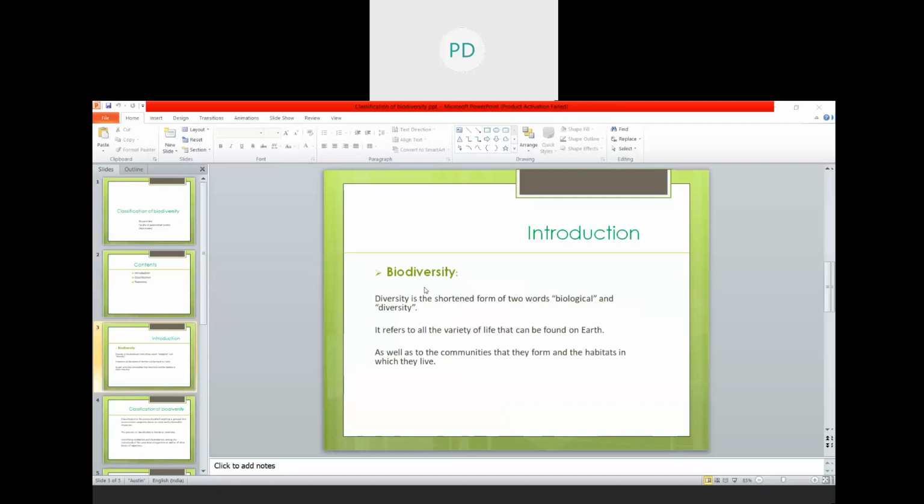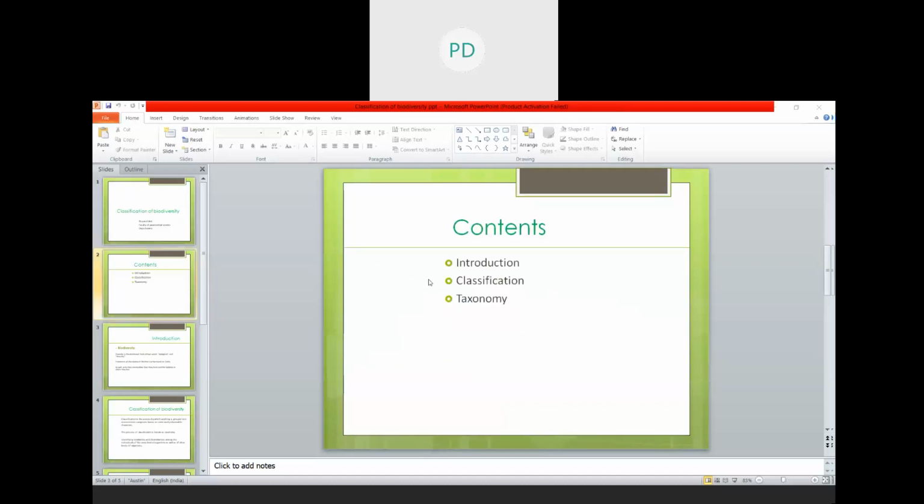So what is biodiversity? Does anyone know what biodiversity is? Plant and animal biodiversity. Yes. Please describe briefly what is biodiversity. Classification of living organisms. It's not biodiversity.